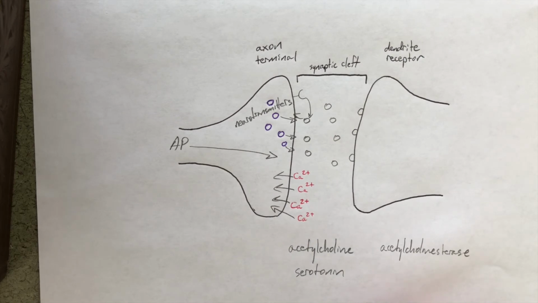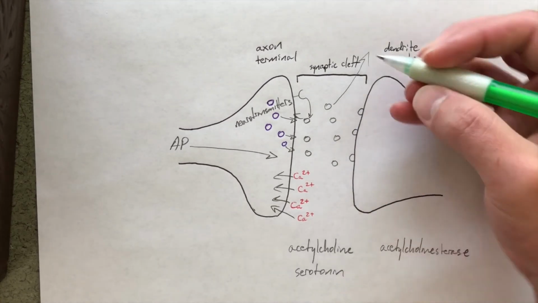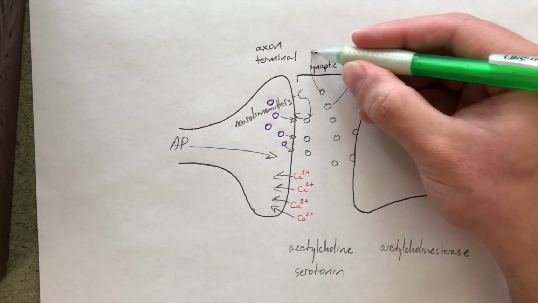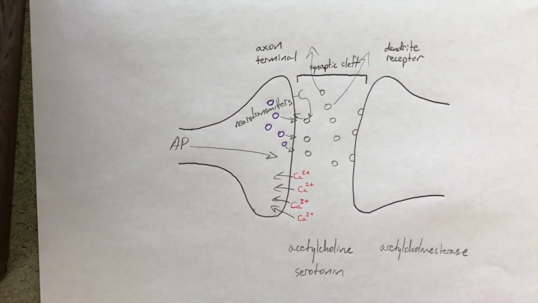And there's one final way, which is probably the simplest of all, and it's just simple diffusion out of the synaptic cleft. So these just diffuse out of the synaptic cleft and just away from the neurons. And gaseous neurotransmitters like nitric oxide do that.